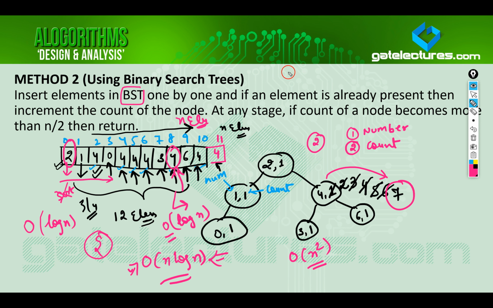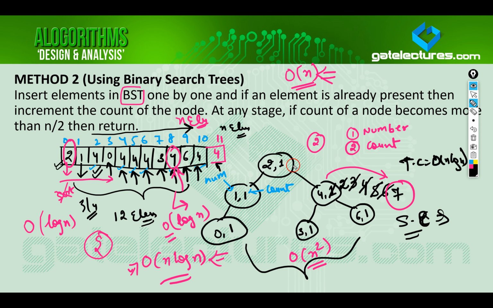Again, I'm reminding you, the main aim of writing this algorithm is to find a solution where the time complexity is order of n, and we also have to minimize the space complexity. Now for this particular case, we know the time complexity will be order of n log n, but what will be the space complexity? Because we require extra space just to build this tree, that is the binary search tree, and in worst case if you have n elements, the extra space that we are going to require will be order of n.